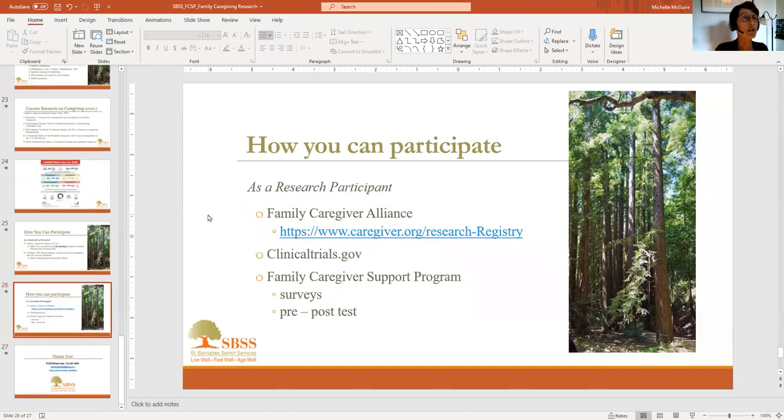Another way you can participate is as a participant. You can check the registries. The Family Caregiver Alliance has a research registry on their website, and clinicaltrials.gov has a clinical trials registry as well. I can tell you that if anybody from St. Barnabas or from the Family Caregiver Support Program ever asks you to take a survey or a pre or post test, please do, because we will be collecting that data in order to improve our program and to see if we are actually helping you.